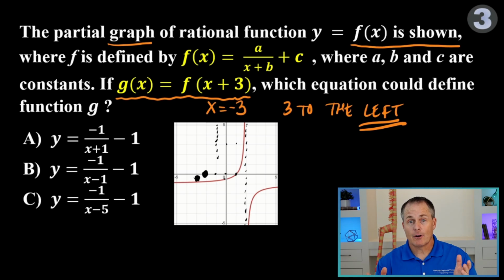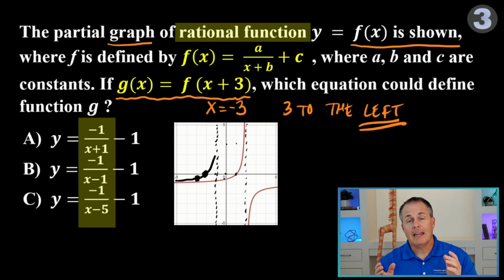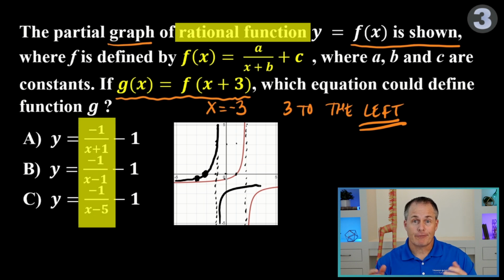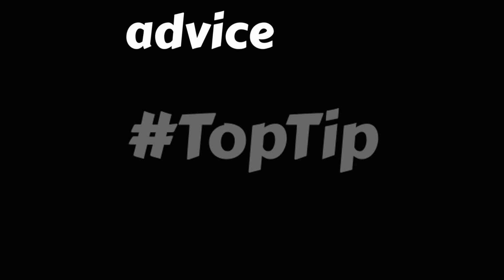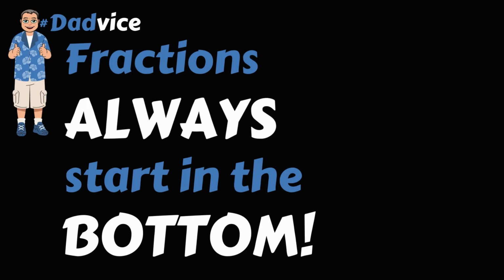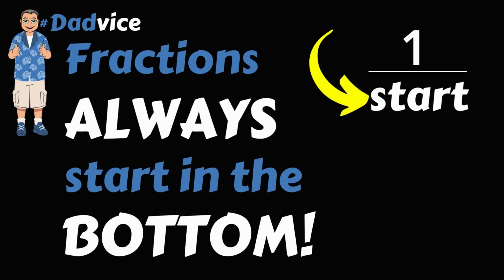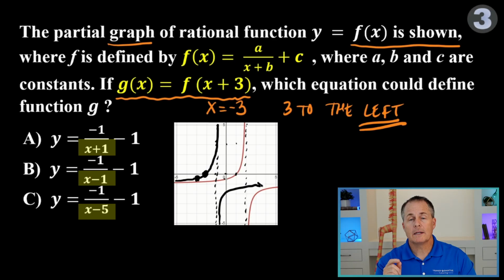Since there is a vertical asymptote, it's no surprise that all of the answers are rational functions, meaning they are fractions. Here's a little dadvice for you. Fractions always start in the bottom. So whenever you see a fraction in an SAT problem, immediately look at the bottom.